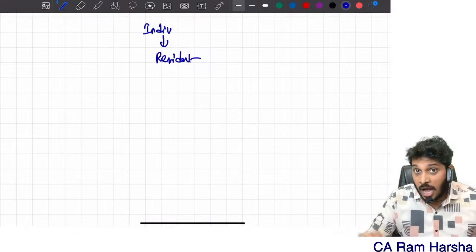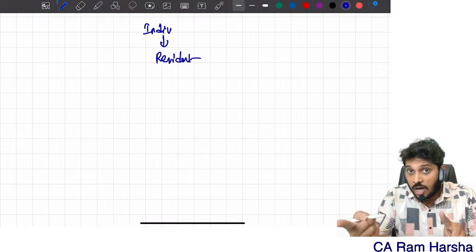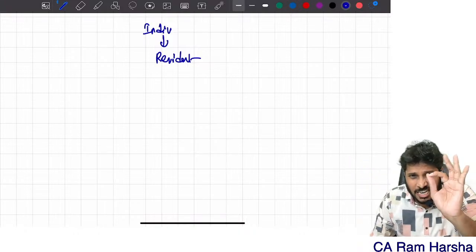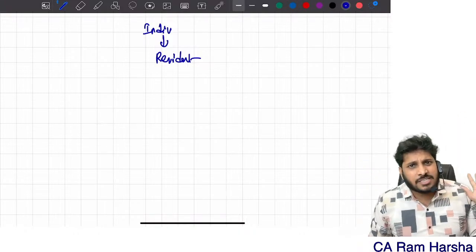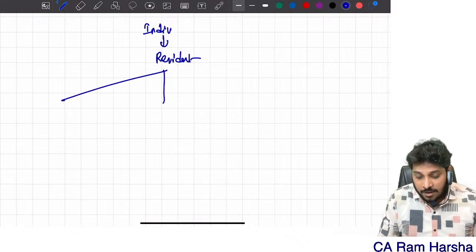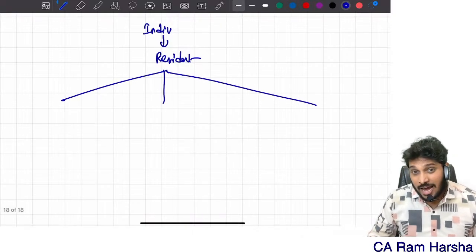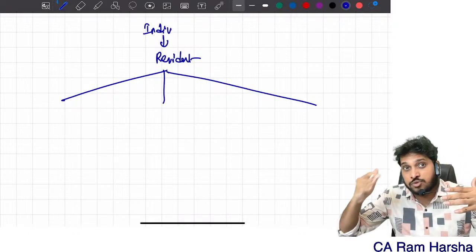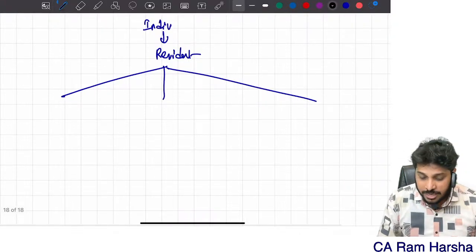Resident means what? I am not talking about ROR, RNOR, I am not talking about OR, NR. I am talking about the first letter R. Is an individual resident first? For this, we have 3 categories. We have 3 types of levels, 3 types of information we need to check.